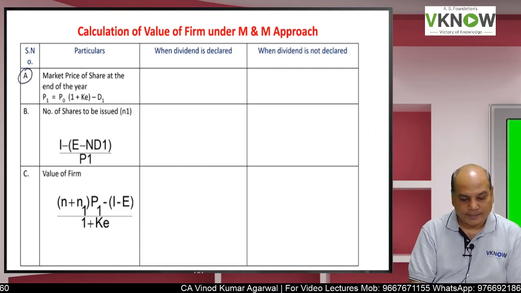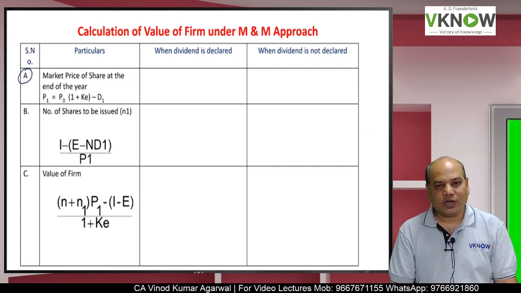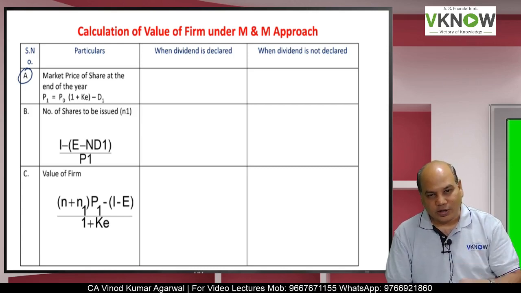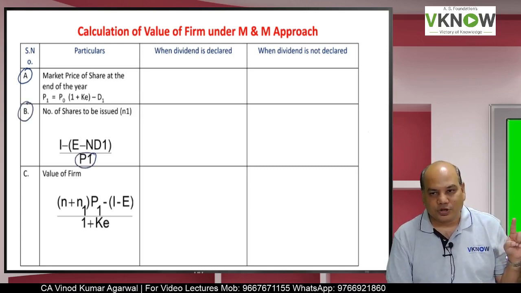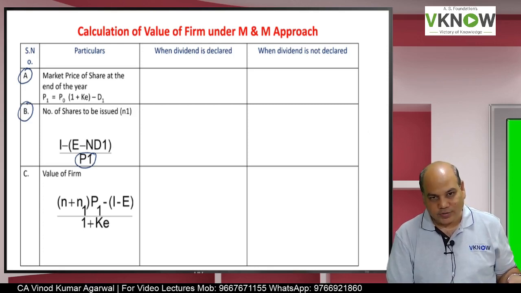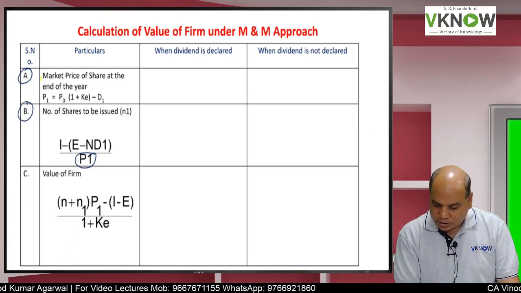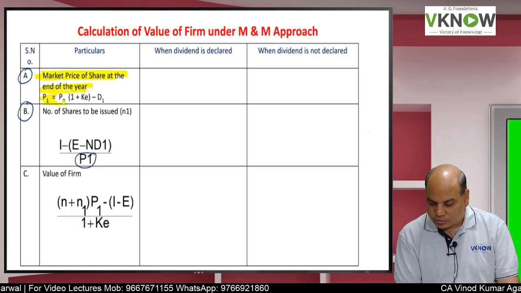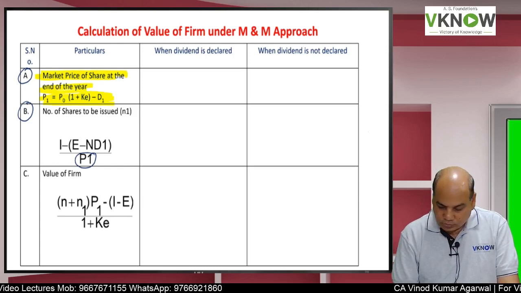Point number A. First, what we should do, we should calculate the market price of the share at the end of the year using M approach. Because that will be required in the second step where you have to calculate the number of shares to be issued. Ready? Okay, start. First, write down: market price at the end of the year, P1 is equal to P0 into 1 plus K minus D1. The question should be in front of you.